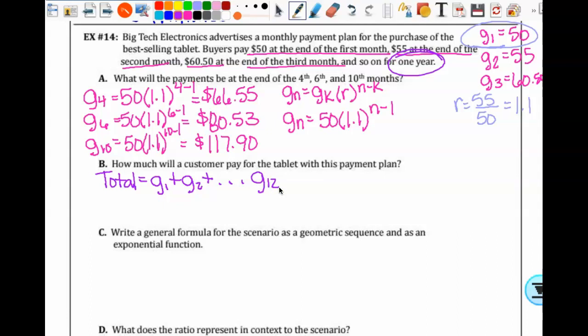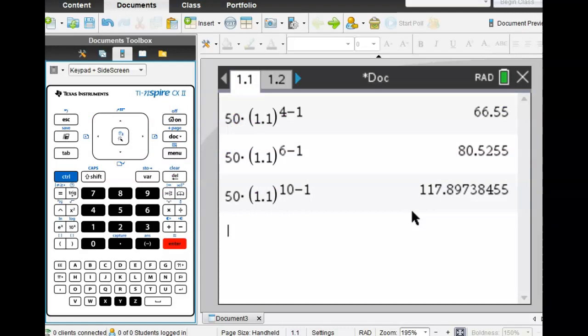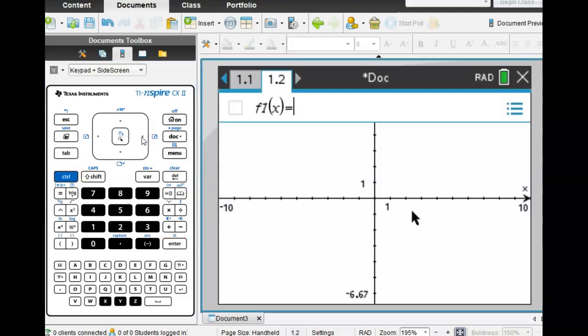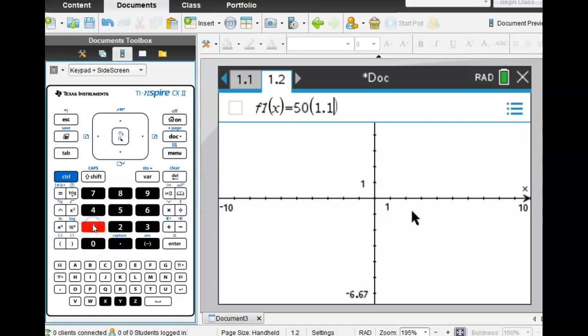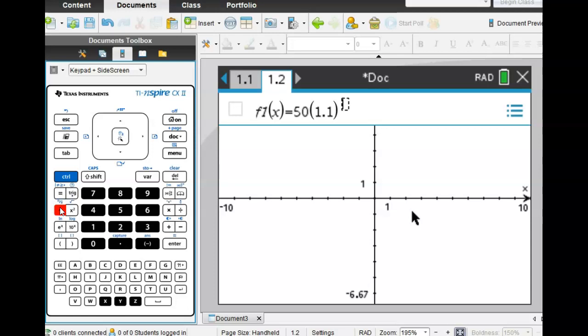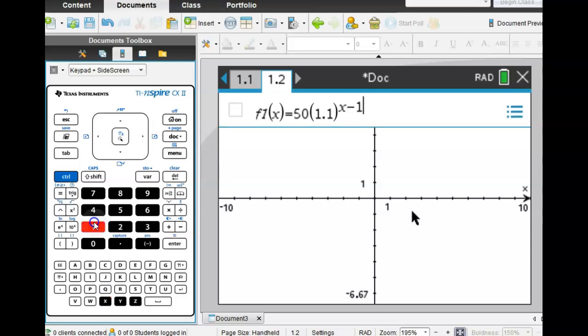I don't want to find all these numbers. I don't want to keep typing that in. I didn't even want to type as much as I just typed for that. But I had you do it that way because I know that that's the way that most of you would do it. But that's why we add a graph. So we're going to go back to the graph, and we're going to put our function in there. 50 times 1.1 to the, and we can't use n, we have to use x minus 1 power.